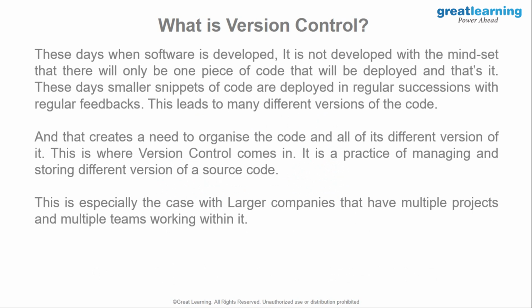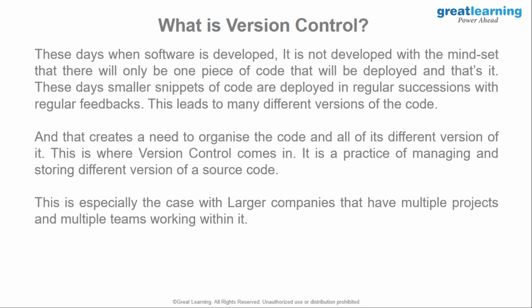Now, these days when software is developed, it is not developed with the mindset that there will only be one piece of code that will be deployed, and that's it. You will definitely be writing multiple lines of code and multiple versions of that code because you will definitely try to improve upon your previous code, and to improve upon it, you will write new versions. Now, these days, smaller snippets of code are deployed in regular successions with regular feedbacks. So what this means is that you write small pieces of code, you push them, and you get feedback, whether it's from your team or from the end user, and you improve upon that code by writing newer versions, and they are again smaller snippets.